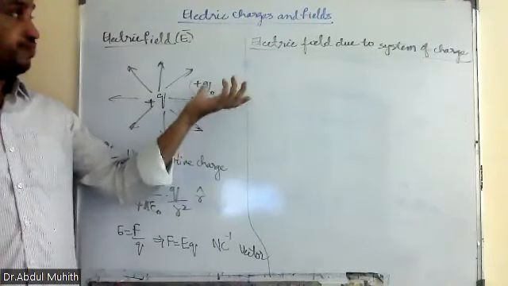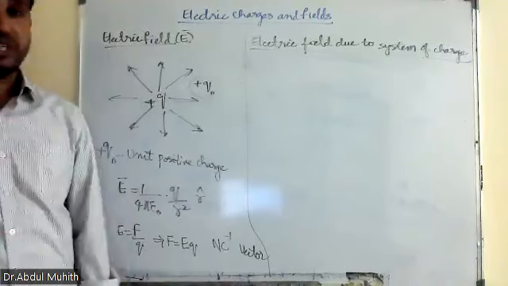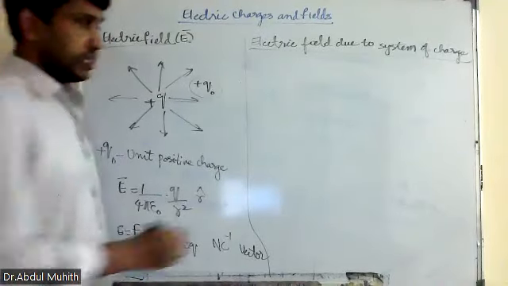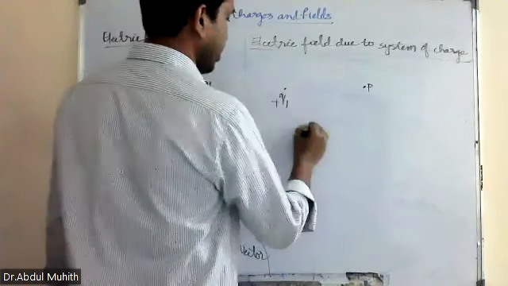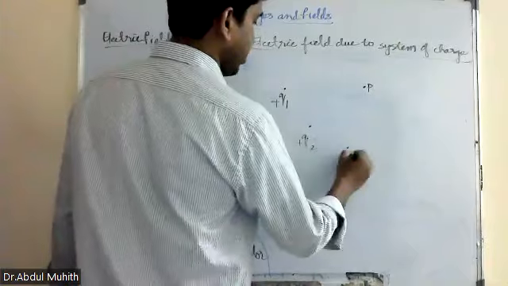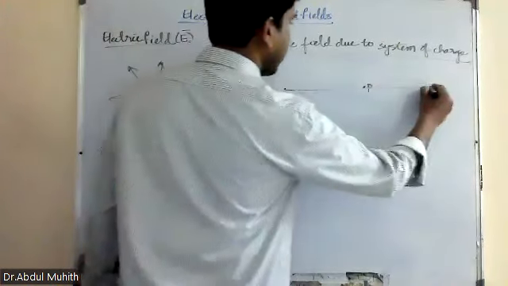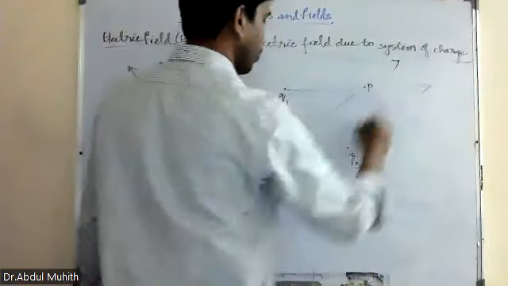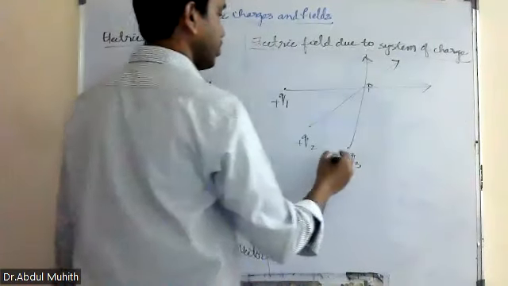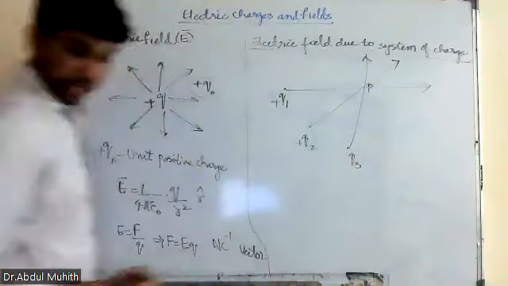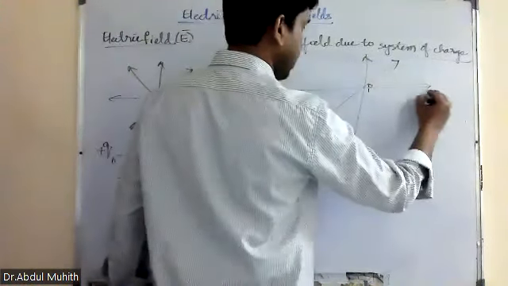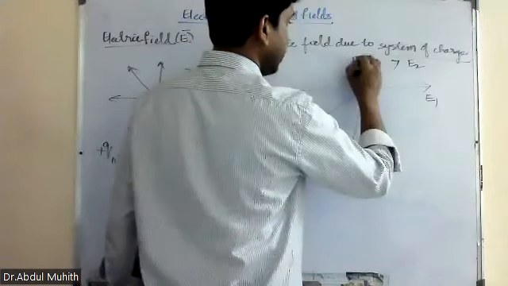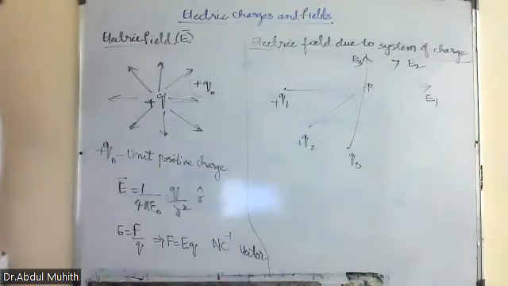Now, electric field due to a system of charges. Suppose there is a point P, and we have charges Q1, Q2, and Q3. Each is exerting a force on the point. So what is the force at point P? Here we don't write force, it is electric field. This is E1, this is E2, and this is E3.